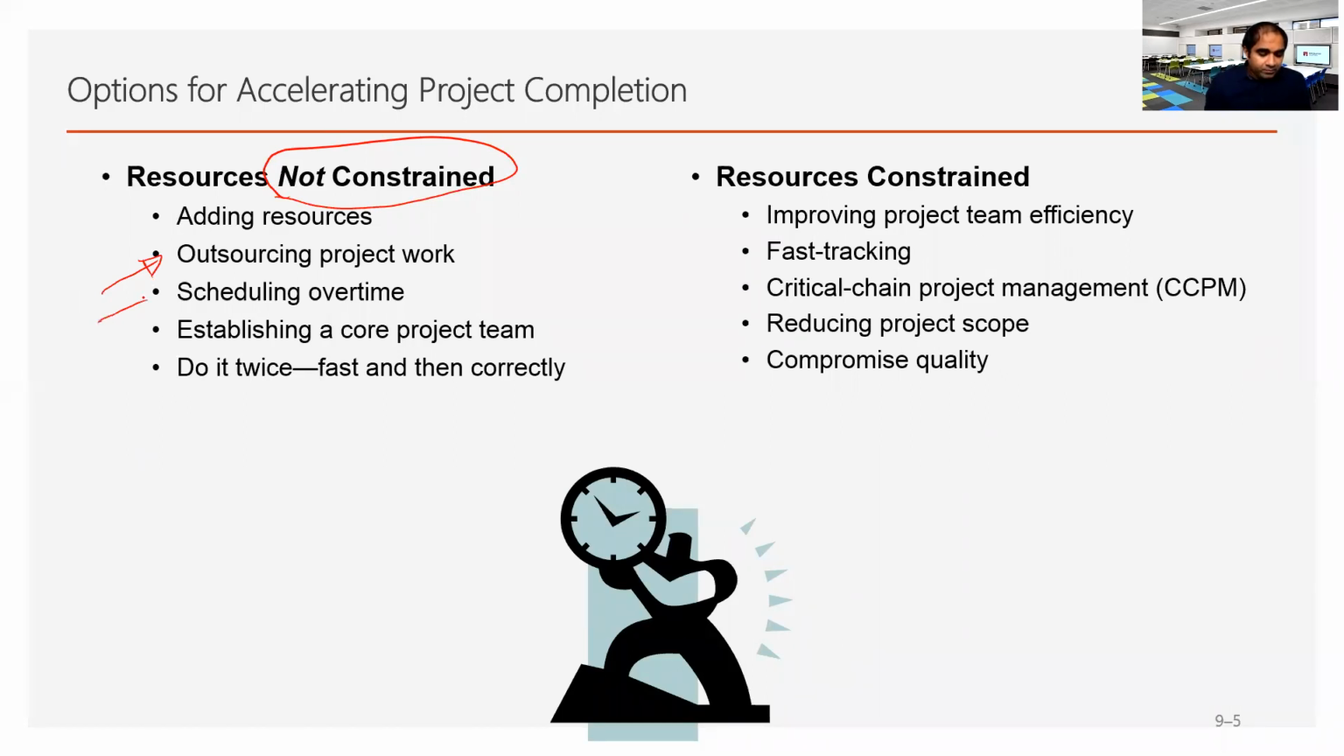Scheduling overtime, again, paying extra money to the workers to work overtime and reduce the overall project duration. Then establishing a core project team that will be purely focusing on the core project activities. Do it twice. So this is interesting.